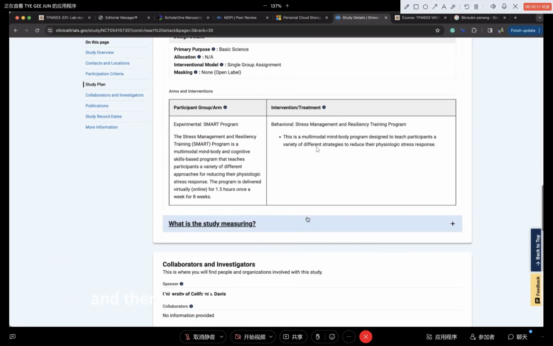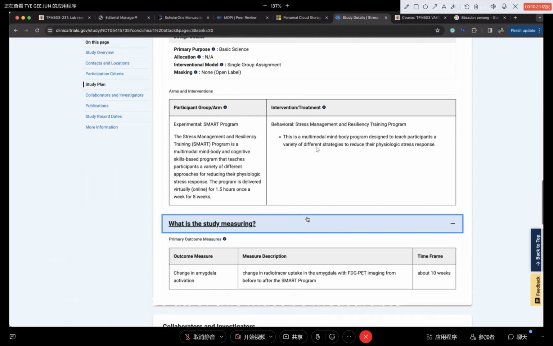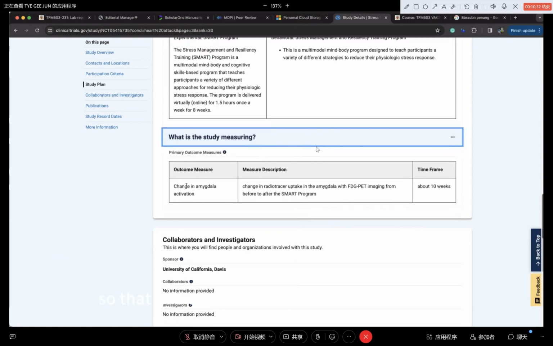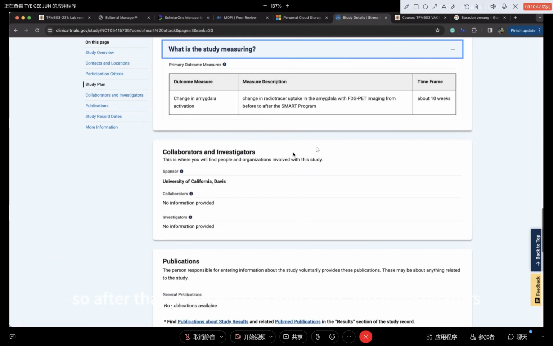And then the other thing is that whenever you do clinical trials, measurement must be important, which means that all the things that you state must be measurable. Example, blood pressure, certain cytokine level, or oxygen level. So all of this must be measurable. So like this one, change in amygdala activation. You can see they put a radio tracer or whatever, and then they have a time frame for them to do. Okay. So after that, you have collaborators and investigators. If there's only one PI, then they'll just put one PI.